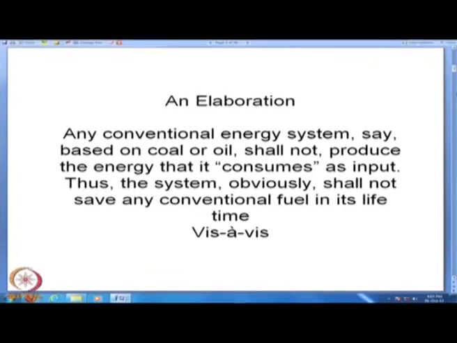Any conventional energy system, say based on coal or oil, shall not produce the energy that it consumes as input. Right? You put the petrol or you put the fuel oil, then only the boiler or the water heater works. So at the end of it you have hot water or the work output or whatever it is, but the conventional energy that has been put into the system will never be coming back. It is not saving that energy. Whereas, if you have a solar energy system, in its lifetime it is going to save a certain amount of conventional fuel compared to whatever is the fuel that is under consideration.